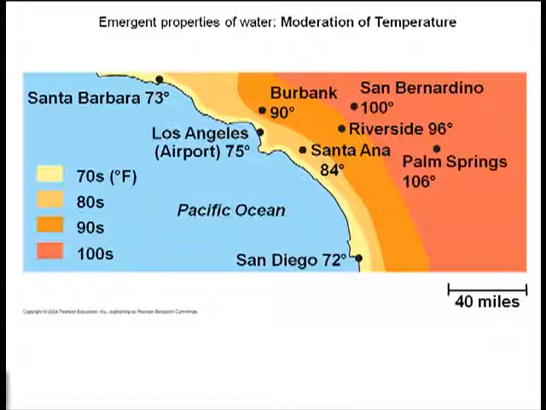And you can see from this map, as you go inland not very far, temperatures start to fluctuate a lot more dramatically just because they're not right next to the water and they don't experience this moderation of temperature.